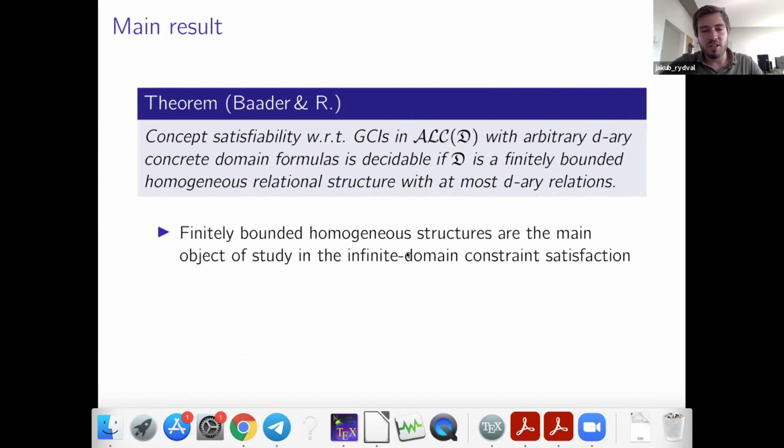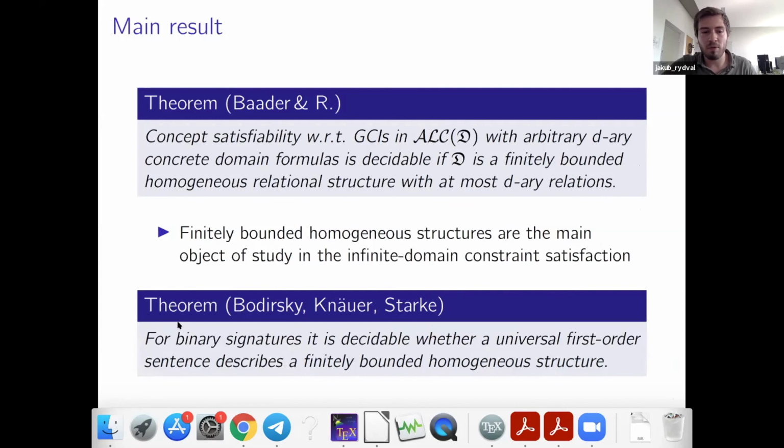Now, why we believe that this result is interesting is because finitely bounded homogeneous structures are the main object of study in infinite domain constraint satisfaction. So we hope that there will be some results that can be lifted to concrete domains. For instance, there's one recent result of Bodirsky, Knäuer, and Starke, who have shown that for binary signatures, it is actually decidable whether a universal first order sentence describes a finitely bounded homogeneous structure, which means that we can start with a universal first order sentence and then check whether there is a concrete domain that can be used for decidable reasoning.